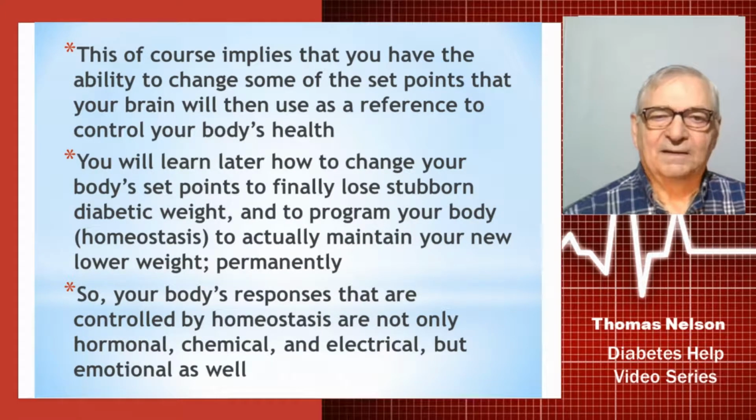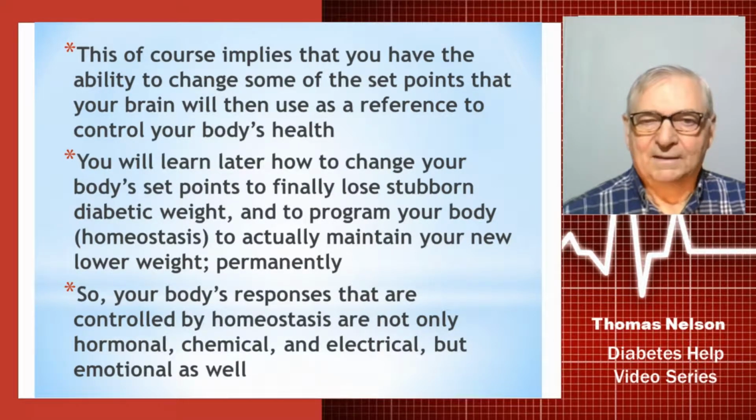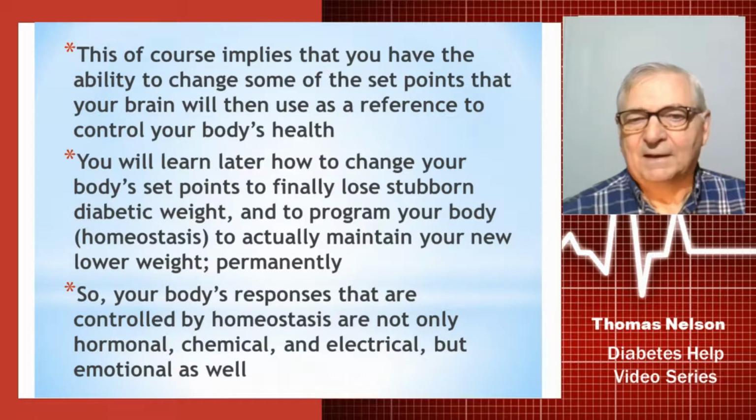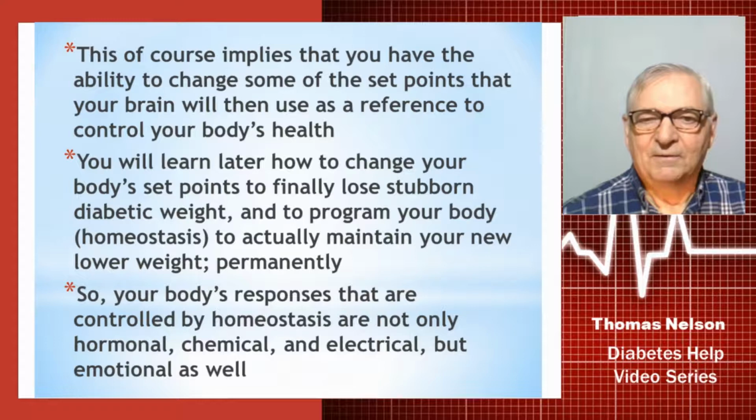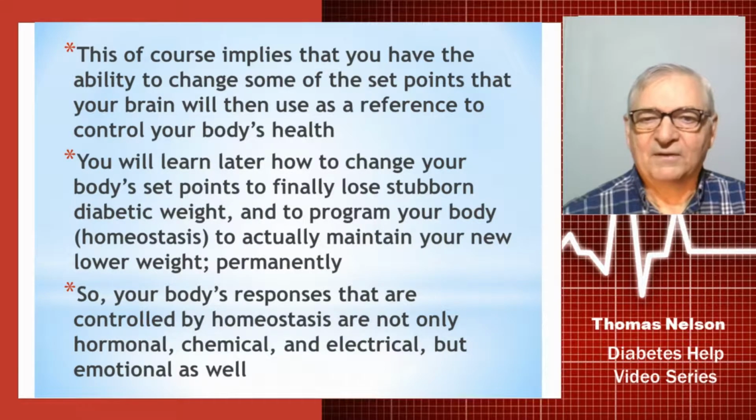So this, of course, implies that you have the ability to change some of the set points that your brain will then use as a reference to control your body's health. That control room is like a control room used to launch rockets. It has up to 25,000 imaginary monitors in there that are receiving information from all over the entire body instantaneously, every fraction of a second. And it's comparing it to those set points we talked about in the first video, that is, where those ranges should be maintained. So then the hypothalamus can start to make changes as necessary to keep everything functioning the way it's supposed to.